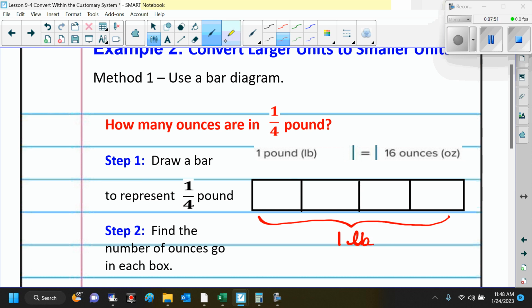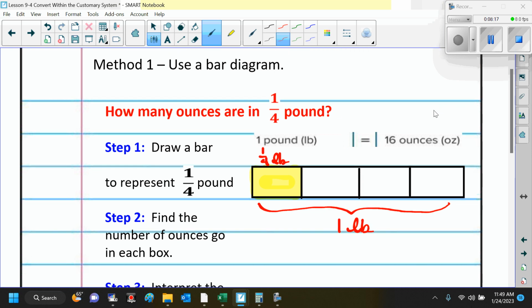What do I shade in? Out of those boxes, how many do I shade in? 1. Very good. So we're going to shade in one of those boxes. That represents 1/4. So this is 1/4 pound. Go with me? All right.